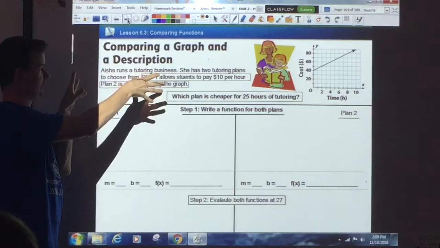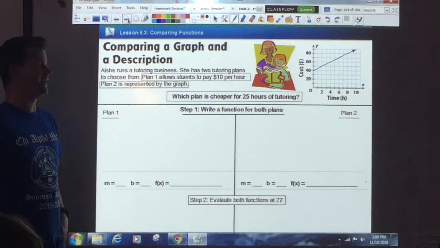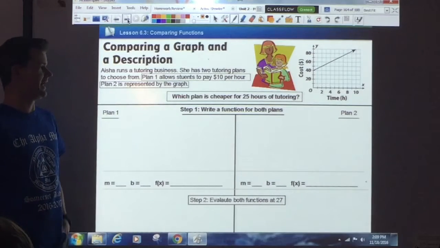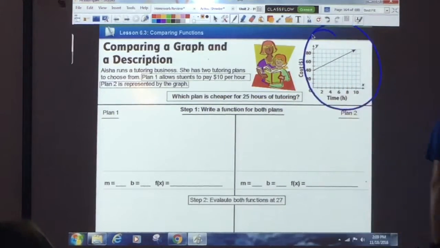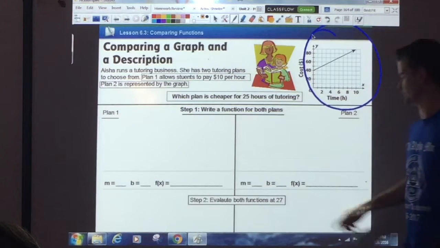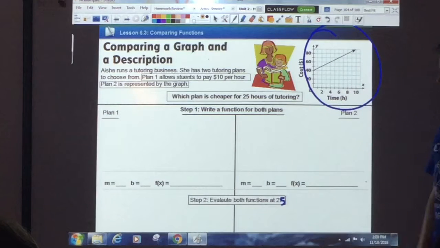We have Aisha right here. She runs a tutoring business. She's got 2 plans. Plan 1 allows students to pay $10 per hour. Plan 2 is represented by this graph right here. We are being asked which plan is cheaper for 25 hours of tutoring. The typo should say 25 down there as well.